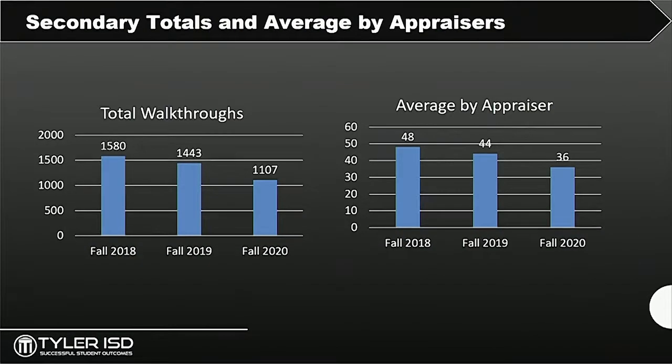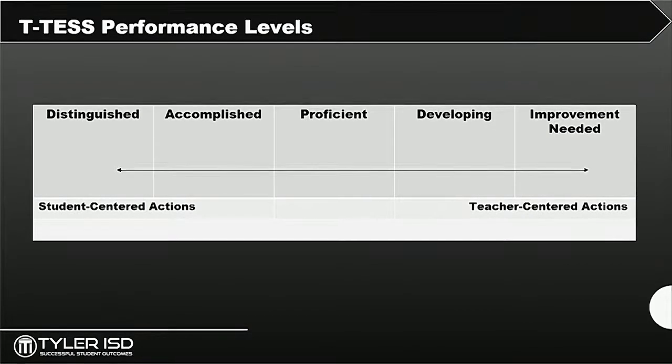There are 5 performance levels per dimension that clearly differentiate practices. So we want to go from the far right-hand side of teacher-centered actions in the classroom to the far left-hand side, which is the student-centered actions.